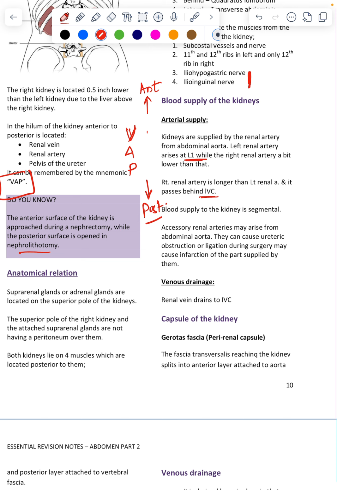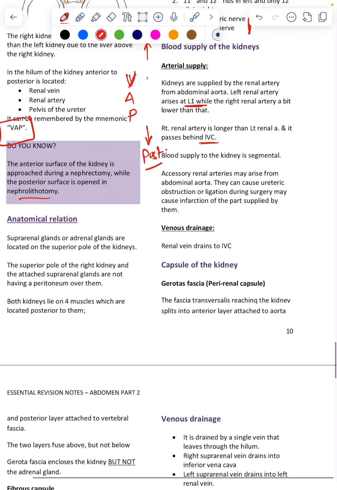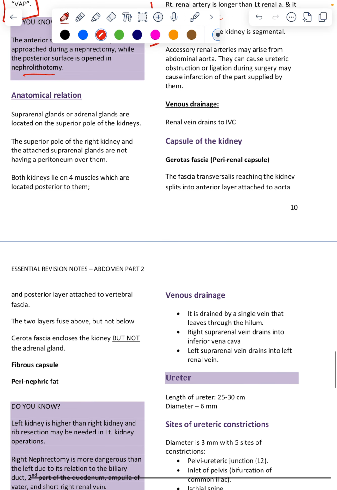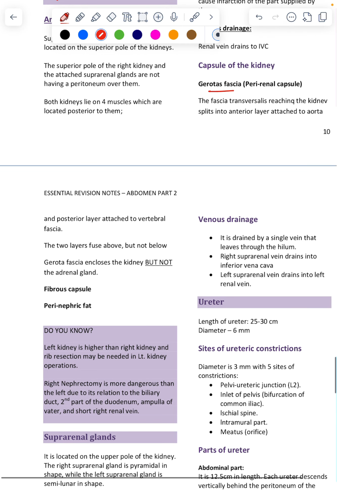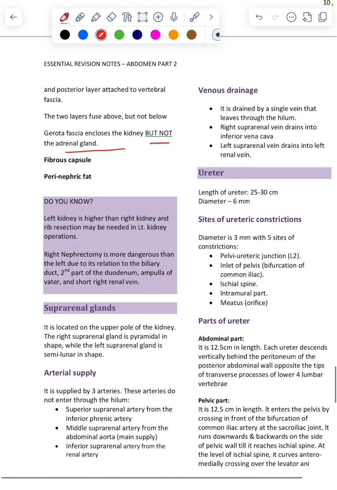Accessory renal artery may arise. Venous drainage: renal vein drains into inferior vena cava. Capsule, this is a question. Gerota's fascia is the perirenal capsule. Fascia transversalis reaches the kidney, splits into anterior and posterior layers, and the posterior layer is attached to vertebra. The two layers fuse, but not below Gerota's fascia. It includes the kidney, but not the adrenal gland. It does not include adrenal gland.